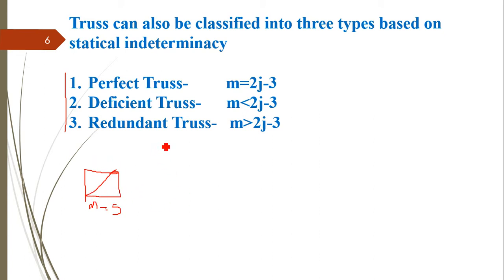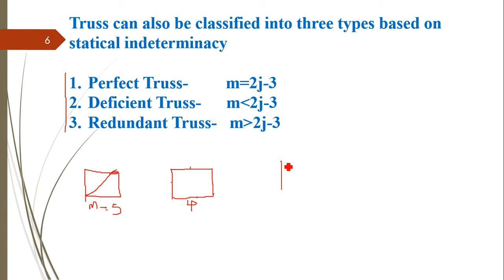Then next is the deficient truss. Considering the second figure, the total number of members is 1, 2, 3 and 4. So M equals 4. Joints will be 1, 2, 3 and 4. So 4 into 2 minus 3 is 5, and members are only 4. M is 4, and 4 is less than 5, which means the second figure is an example of a deficient truss.